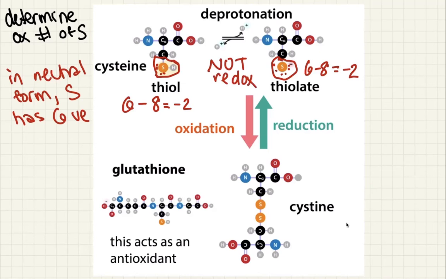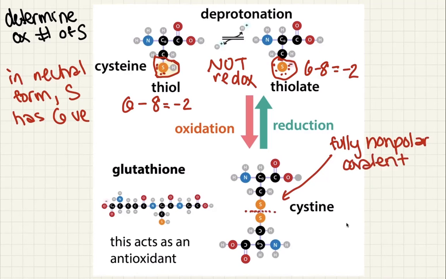But what about if we go from a sulfur hanging out in a thiol or a thiolate to a sulfur hanging out in a bond to another sulfur? Well, in this case, this would be a fully nonpolar covalent bond because it's involving bonds between atoms of the same element. So it's going to be a fair split. So it's going to get 1 from each of these bonds as well as 2 from each of these.